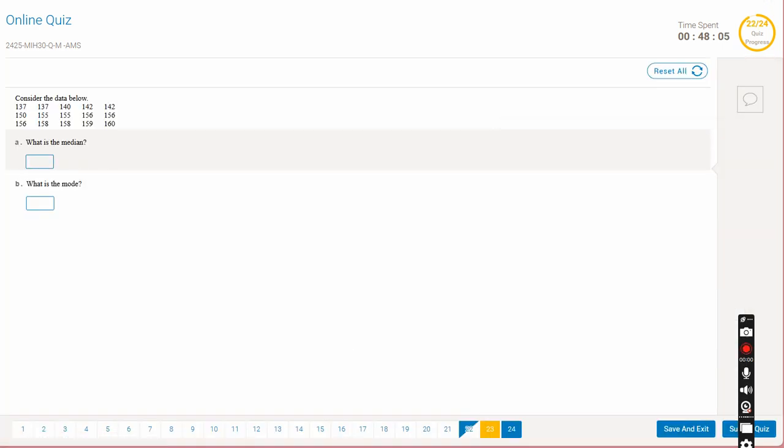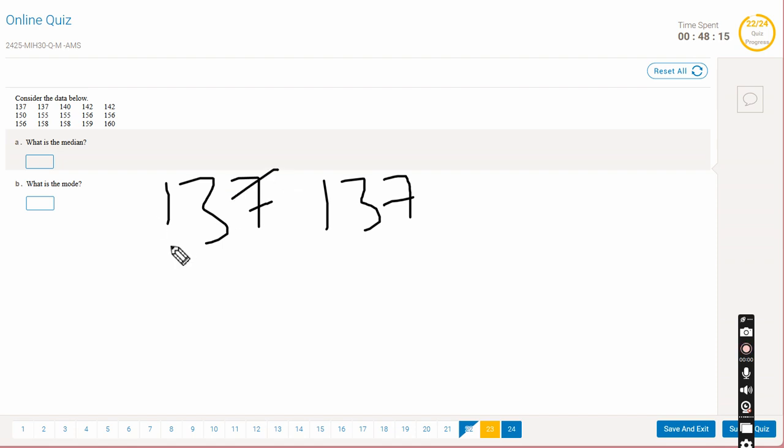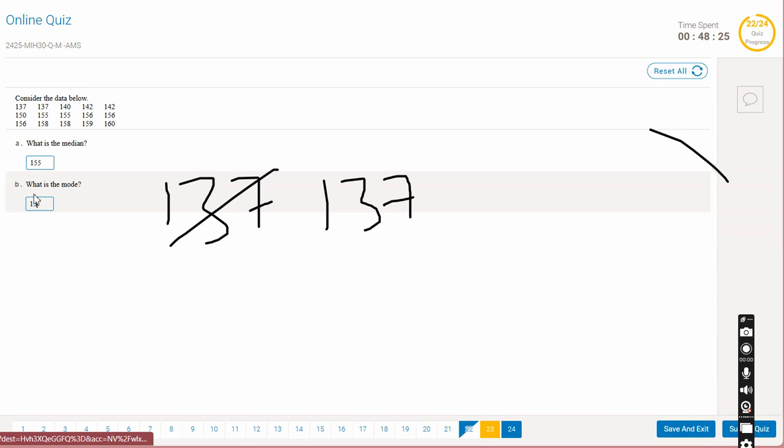Here, median is the middle number. So what is the middle number? You can see from here, it's 155. You can also write it on your paper. You can extend it like this, 137, in a straight line, and start crossing them, right? From this side and that side, and you'll find out 155 is the middle one. The next one is mode, which is the number that is being repeated most frequently. We can see that that's 156 because that's being repeated 3 times.